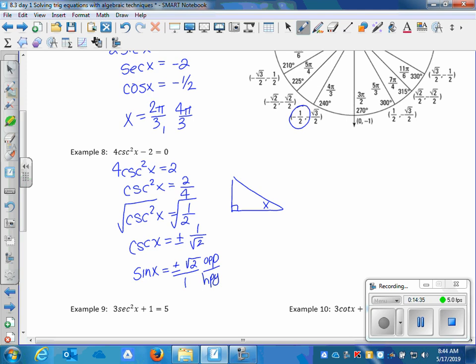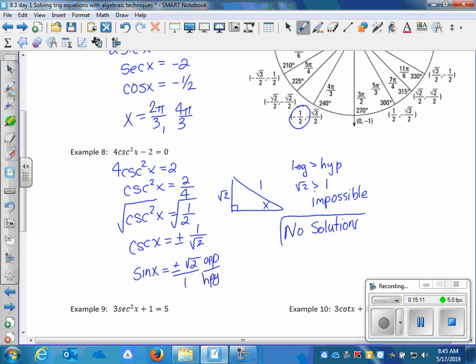Now I'm not going to worry about the plus or minus. I'm just going to use the positive values in my triangle. So opposite would be square root 2, and then of course the hypotenuse would be 1. What you'll notice, though, is that you have a leg value that is greater than the hypotenuse, and that's impossible. So I'm going to write impossible, because logically you can't have a hypotenuse that's smaller than a leg. So this one has no solution.